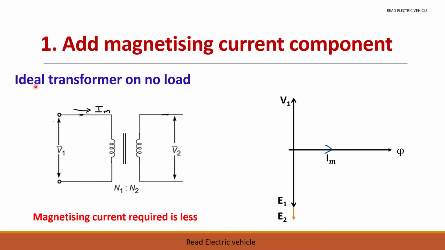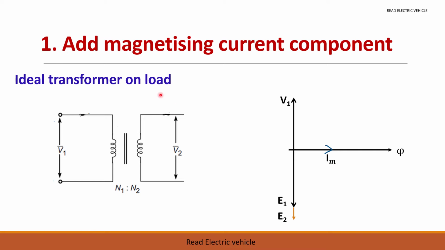We know that for an ideal transformer on no load, the magnetizing current requirement is very small, a negligible current is taken. And we have already seen about this phasor diagram. So this is the supply voltage V1, where the flux will be lagging, or the magnetizing current will be lagging the supply voltage by 90 degree. And E1 and E2 are the voltages which will be in antiphase with V1. Depending upon the turns ratio, E1 magnitude and E2 magnitude will change.